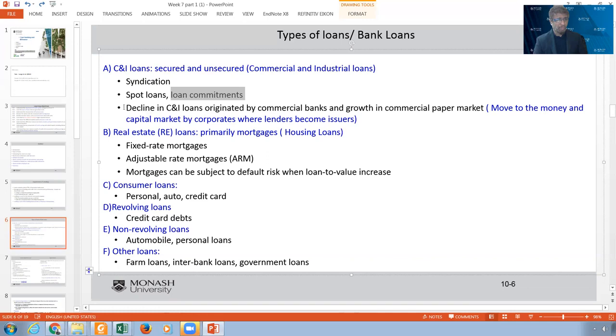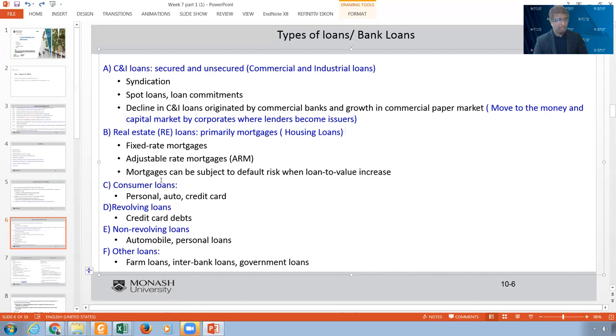This is why we say this decline is because of the development of the financial system and the capital markets.